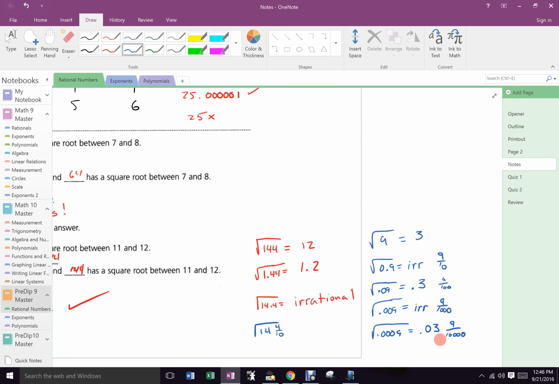All right, everybody good? Okay. Quiz Monday on everything to do with square roots. Perfects, not perfects, rationals, irrationals.